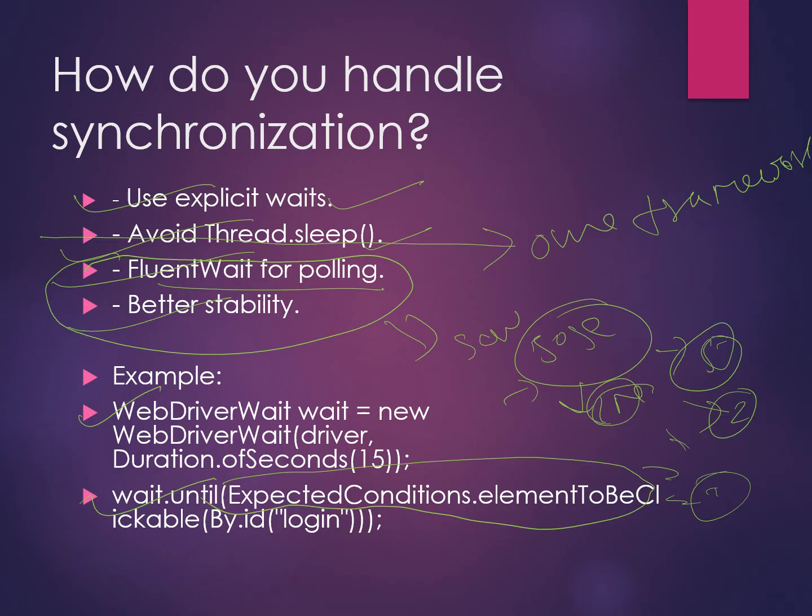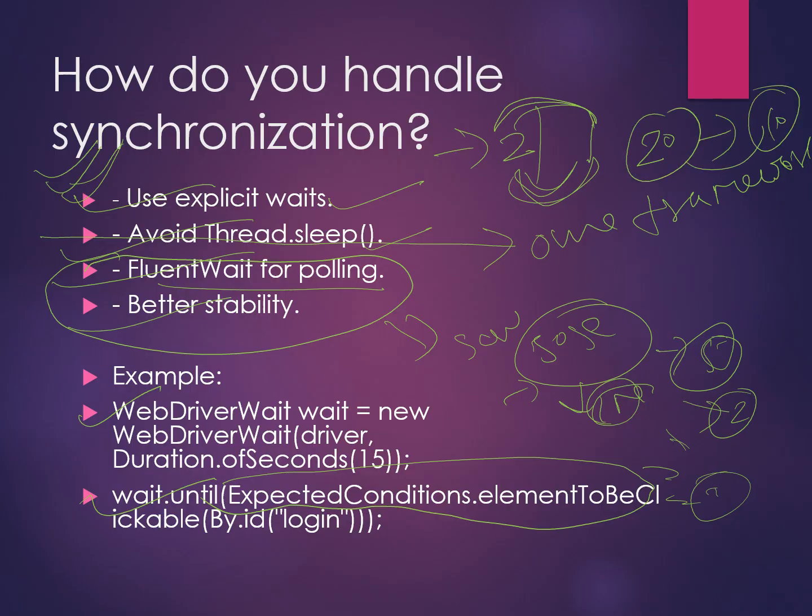This is how we do synchronization. Synchronization is like the application taking 2 seconds, but we have provided 1 second. How is Selenium synchronized with the script and the application? If an element is taking 20 seconds, but you have provided 10 seconds in the implicit wait, how is the synchronization handled? So this is the synchronization. With the help of these points, we can handle the synchronization.